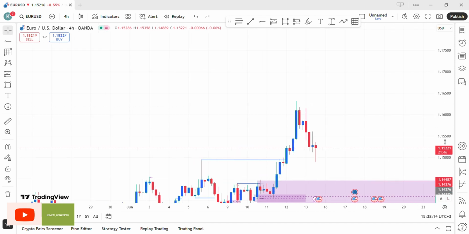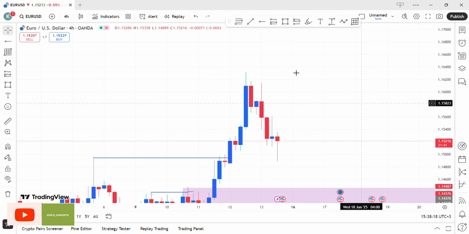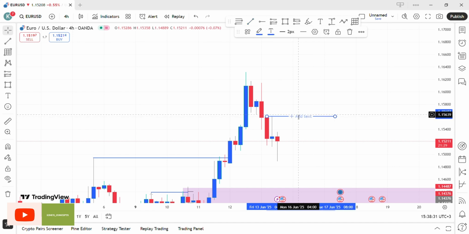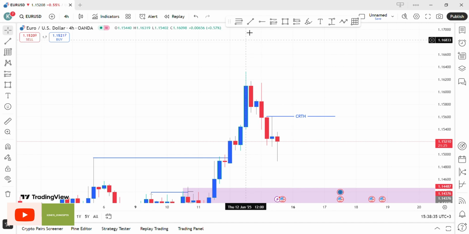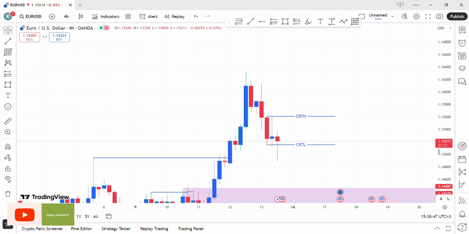At this point, which candle are we going to deal with? We are going to deal with this candle over here, the 4 AM candle. So we mark the CRT high, the high of this candle. That is what we mark as our CRT high. And the low of that candle, we mark it as our CRT low.